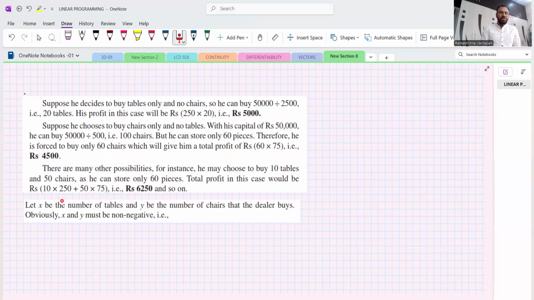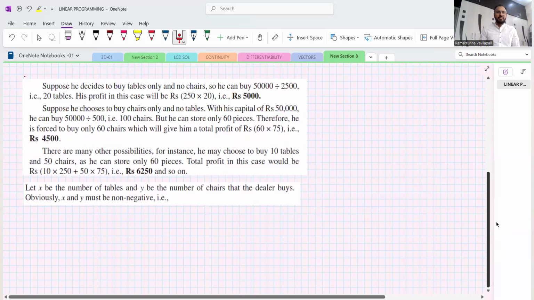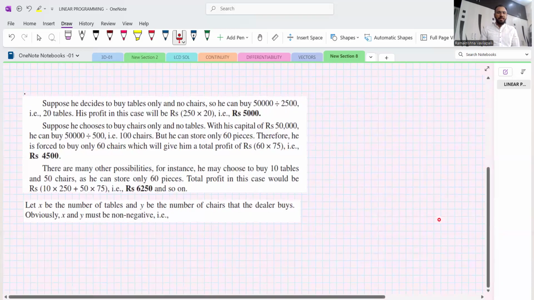All right. On each table, you will get 250 rupees, so the profit is 2,500. On each chair, you will get 75. Total is 6,250. But we don't know whether it is maximum or not. Then what should we do?